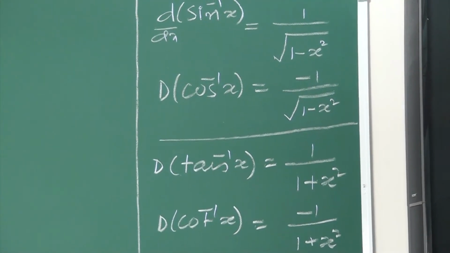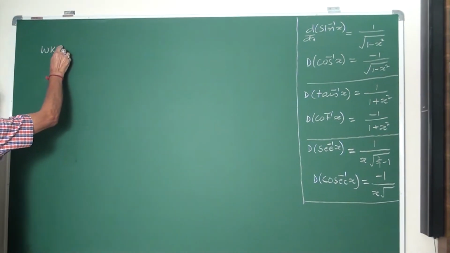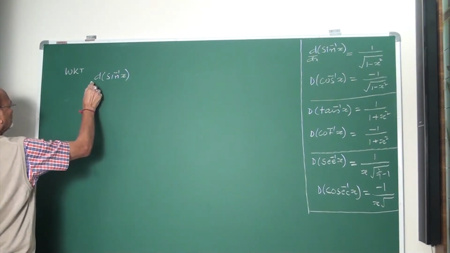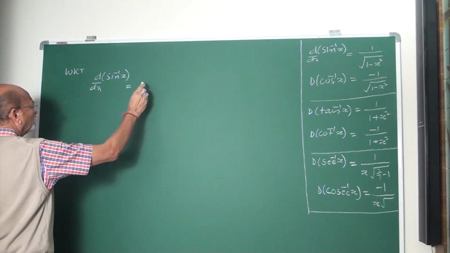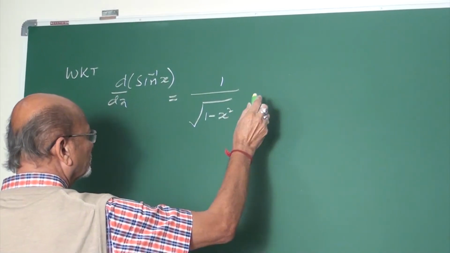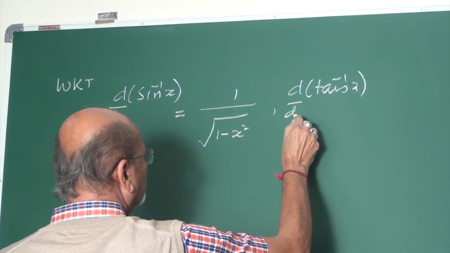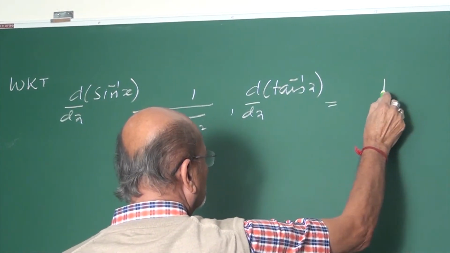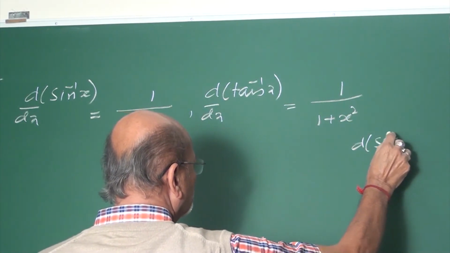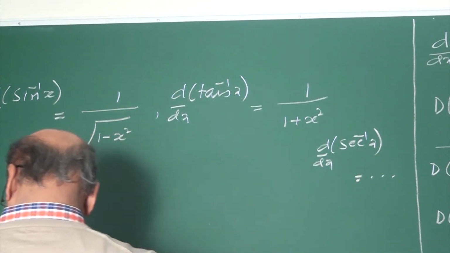In this note, what I wanted to tell is, yes, we know the derivative of sine inverse x with respect to x. This is, my friend, 1 upon root 1 minus x square. What is second? Derivative of tan inverse x with respect to x is 1 upon 1 plus x square. Like that, you can even consider derivative of sec inverse x with respect to x. You know what it is.